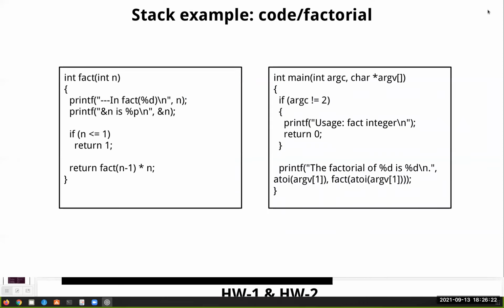Okay, here is another example, factorial. This is a simple example. We only have the main function and the fact function. Our main function checks how many arguments are given to this program. It has to be true. The first argument is the name of the binary. The second argument is actually what you want to give to the binary. Then we will print out the factorial of that number, which calls this function fact.